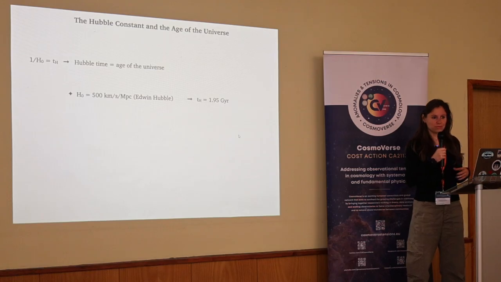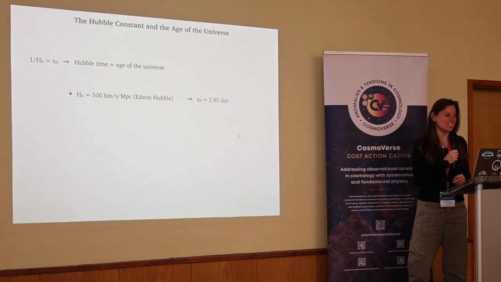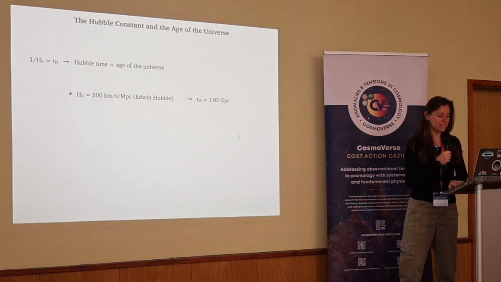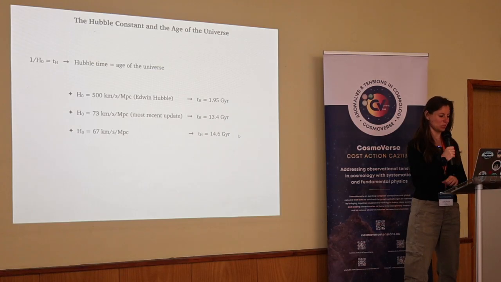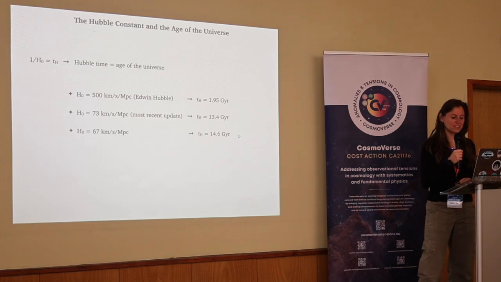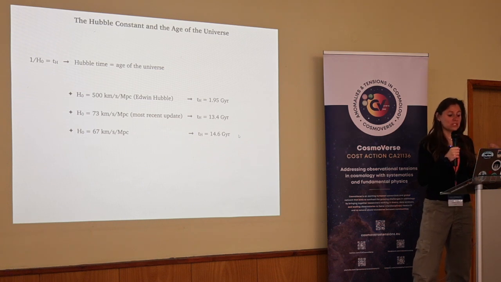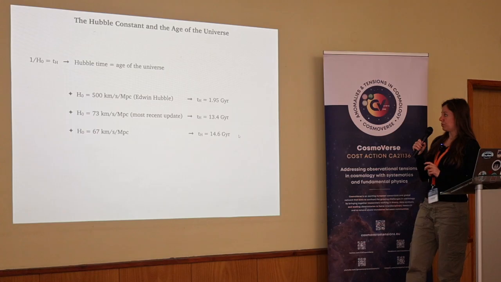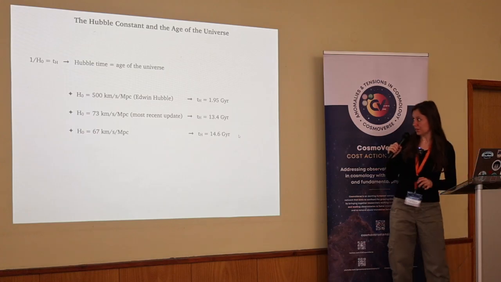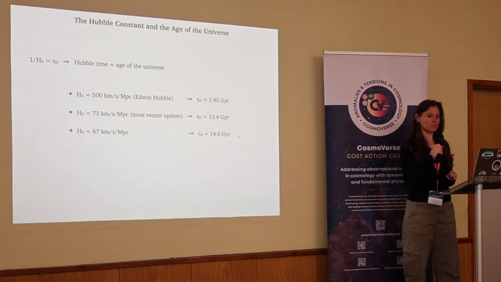Well, we know really well that today this is not the case and the universe is much older. So now let's look at the two most debated values. From two different methods, people get 73 or 67. I'll tell you more about that later. But basically, between these two values, the age of the universe would be either 13.4 gigayears or 14.6 gigayears.